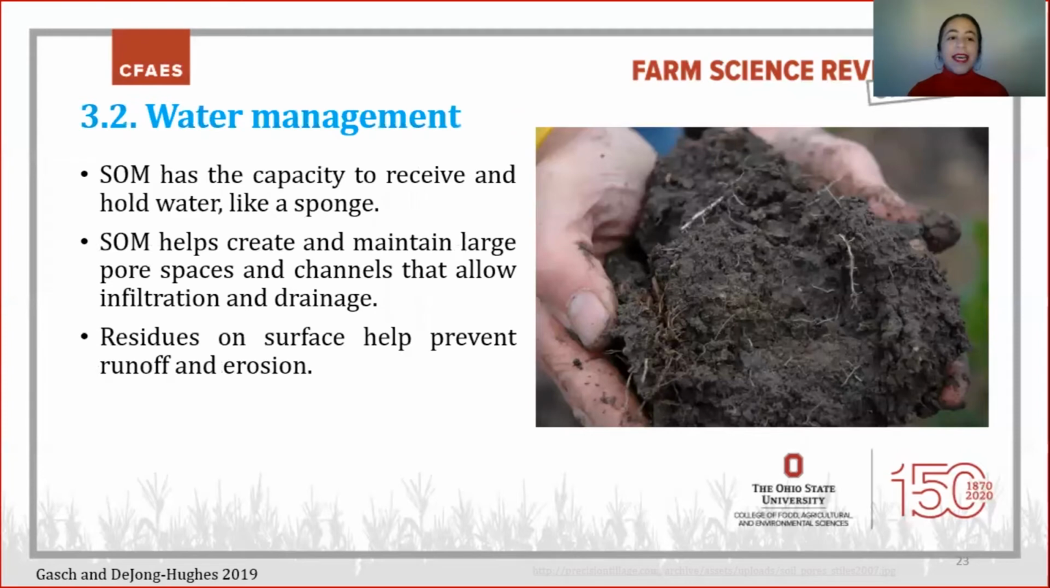Water management. Now, SOM has the capacity to receive and retain water. It acts sort of like a sponge in the soil. So it helps create and maintain these channels that we mentioned earlier, and then water is able to move with ease throughout the soil profile, and then we have better drainage. And when we have better drainage, then we prevent runoff and erosion. And also the residues that we leave on the surface help retain that water.